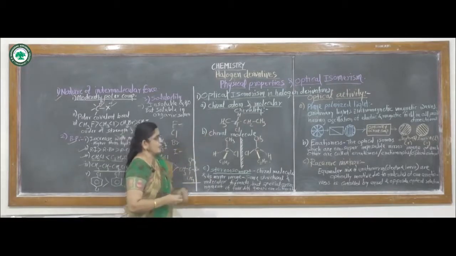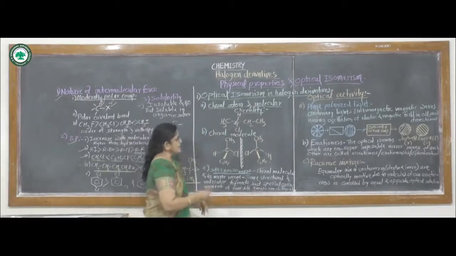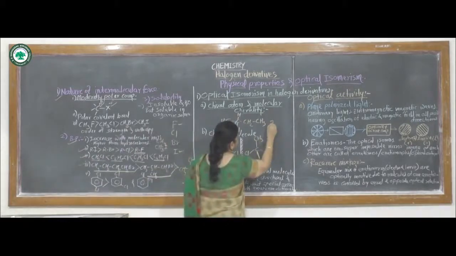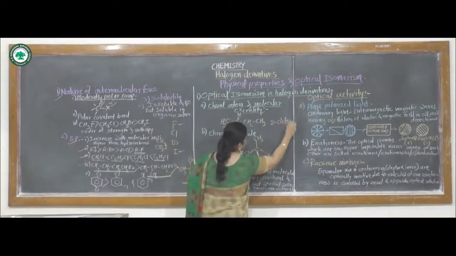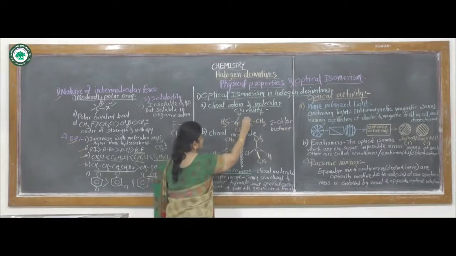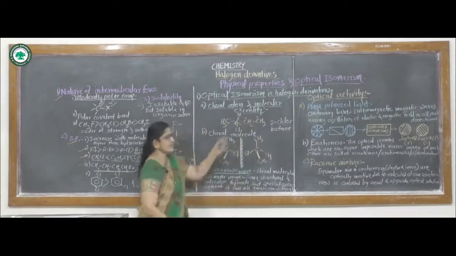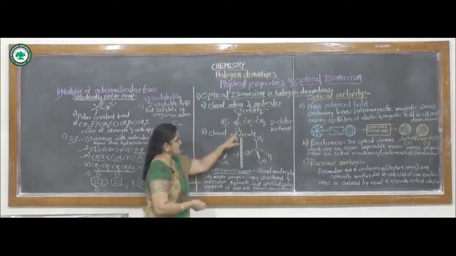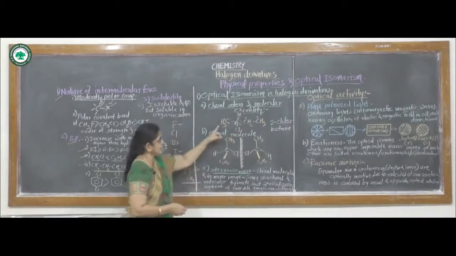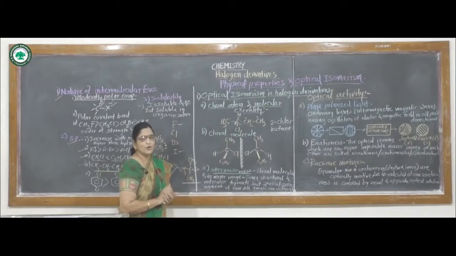See this molecule, the name of this molecule is 2-chlorobutane. On the second carbon atom, suppose this is carbon first, second, third and fourth, a chlorine group is attached, and in the straight chain there are 4 carbon atoms. Hence the name of this compound is 2-chlorobutane.